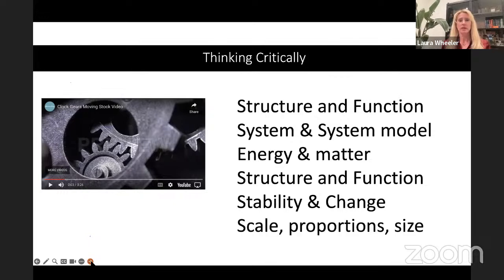And the last thing we think of is scale, proportions, and size. What size do spur gears need to be? Do they need to be different sizes? Can gear A and gear B be different sizes? Do their proportions matter of spur gears? And does that scale matter in the overall system that it's confined in?